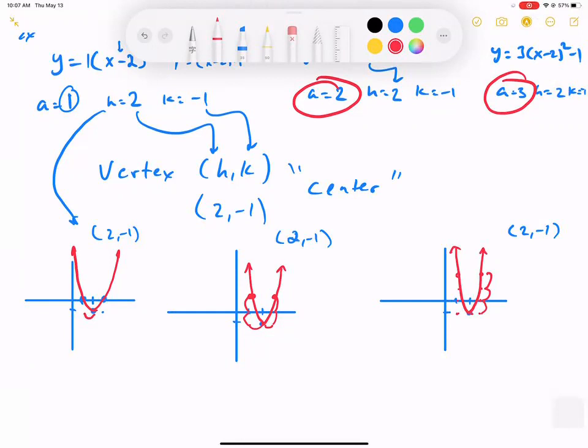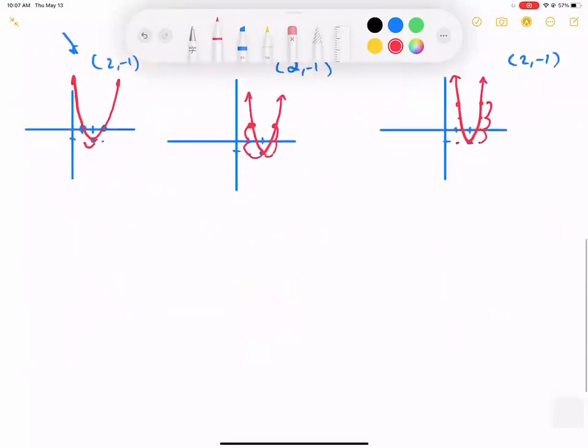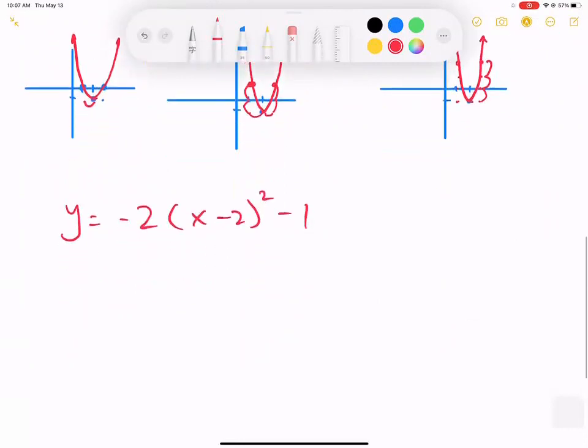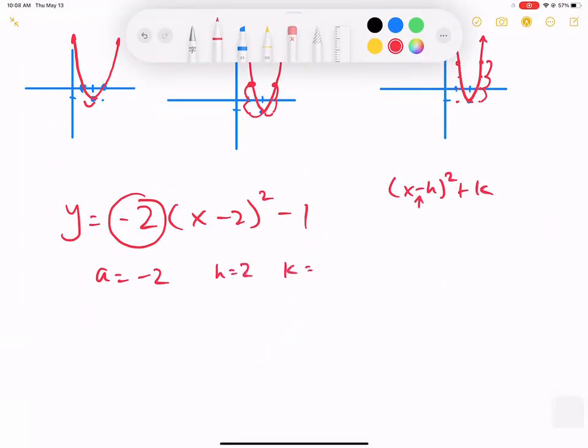Okay. So let's give us another example of this. If I give you y equals -2(x - 2)^2 - 1, again, that's to remind ourselves what our h and k is. What are our variables? a is equal to, what's the number in front? That's -2. What's my h and k? Again, I need to remind you, it's (x - h)^2 + k. So the negative stays. So h is 2 and k is -1.